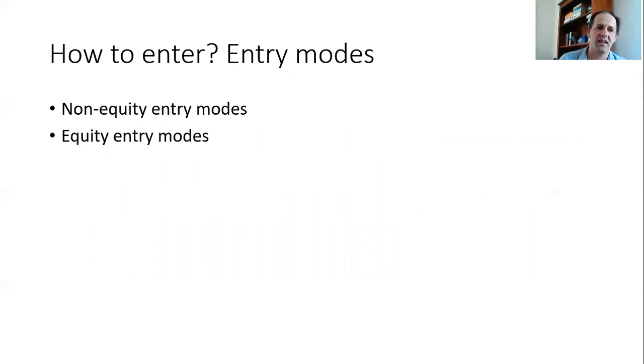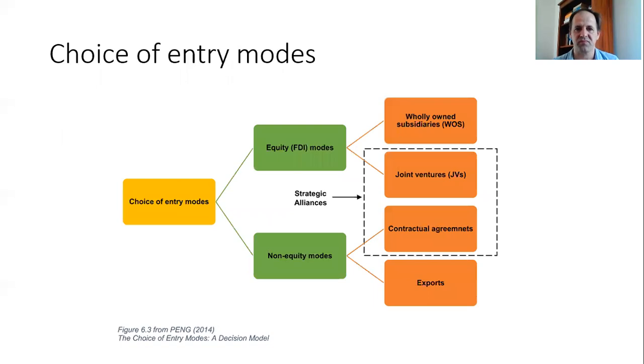Equity ones require capital participation, non-equity ones are more contractual. If you look at examples, equity entry modes include wholly owned subsidiaries, where you own 100% of the foreign venture, while joint ventures are obviously including partners with particular equity stakes in the foreign venture. On the other hand, contractual agreements, which are also partnerships or alliances, are mostly written rather than agreements that involve capital investments in a particular legal entity, and non-equity entry modes also include exports.